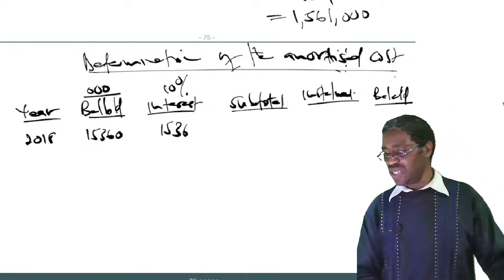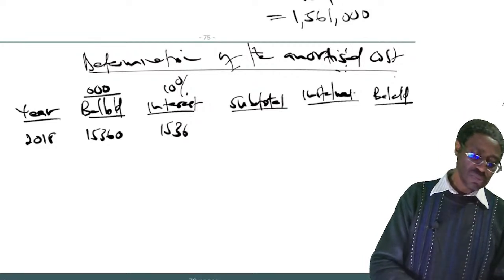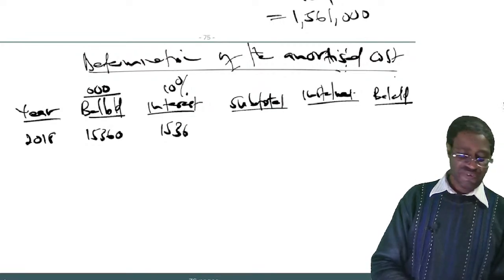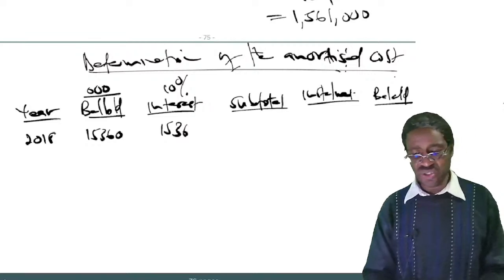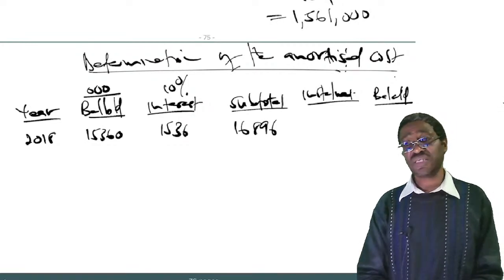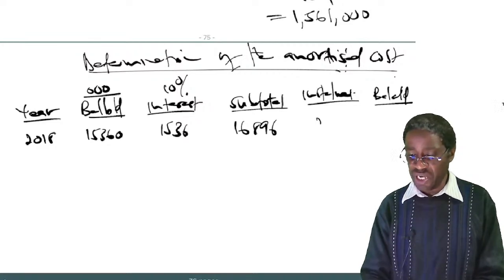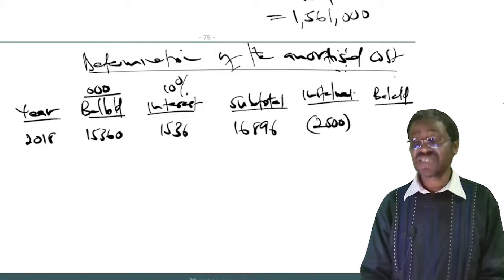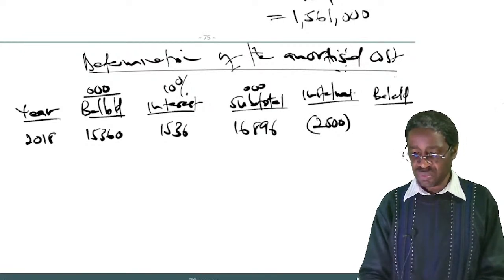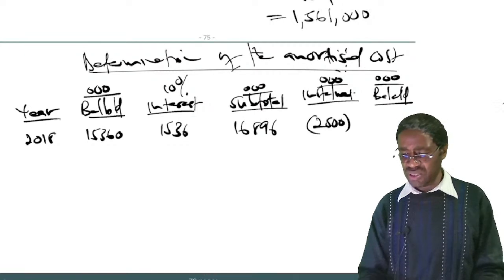So with that, I add those two. I take that 15,360 plus 1,536. That gives me 16,896. Then we pay our installments in arrears, 2.5. That's something we are paying. So all these figures are in thousands, mark you. Good. So what becomes my carry down? This is 2.5, sorry.